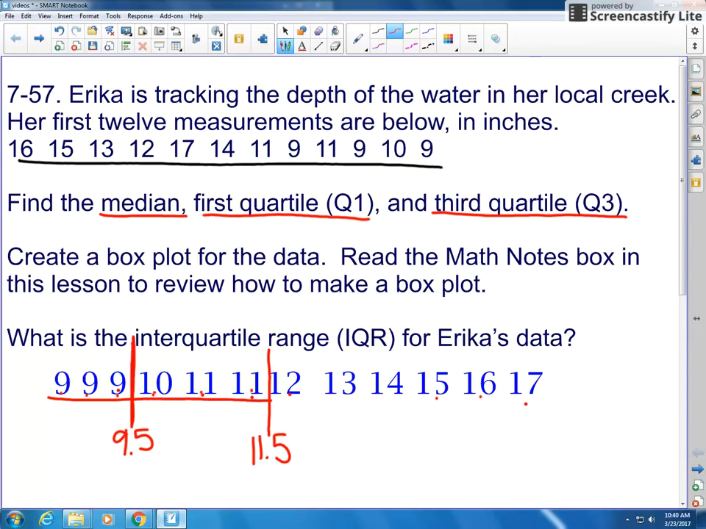Third quartile is like 3 quarters of the way. So I have 1 quarter of the way here, and 2 quarters of the way. Now I have to figure out 3 quarters of the way. Again, it's going to be halfway from this mark right here to the end of my data. I have 6 numbers, so I'm going to count 1, 2, 3, because 3 is half of 6. That is my third quartile, so halfway between 14 and 15 is 14 and a half. Now I have all the information that I need to make my box plot.